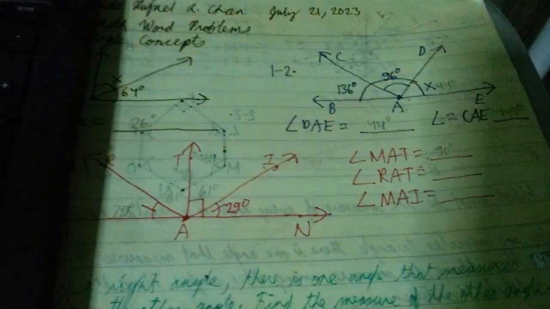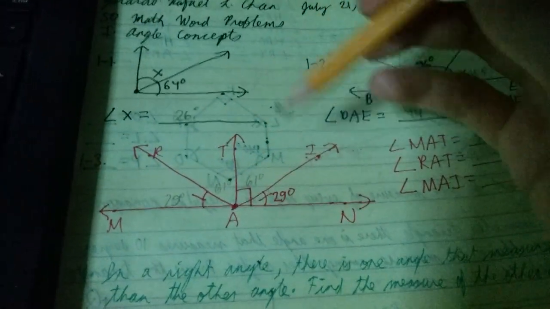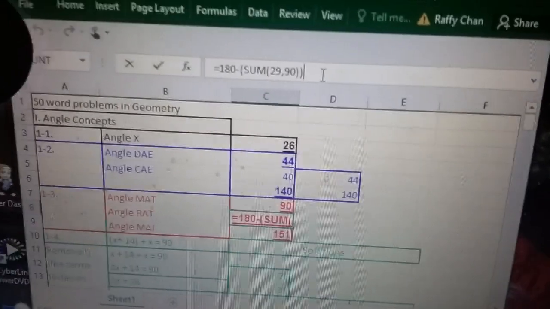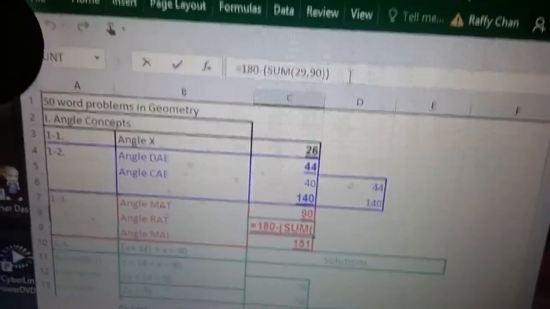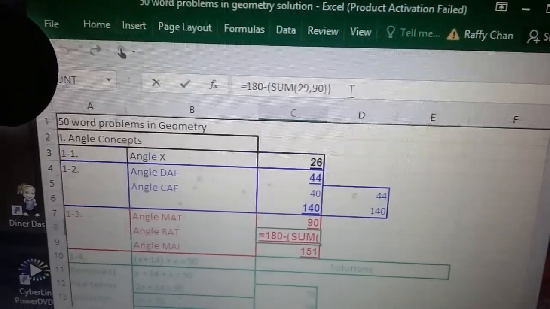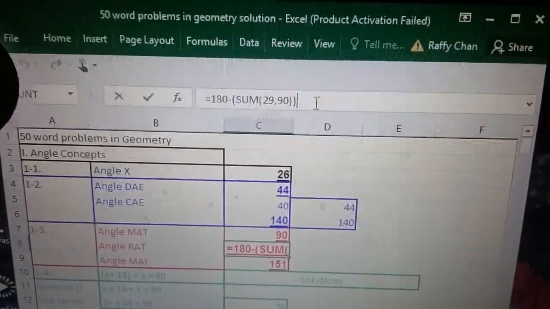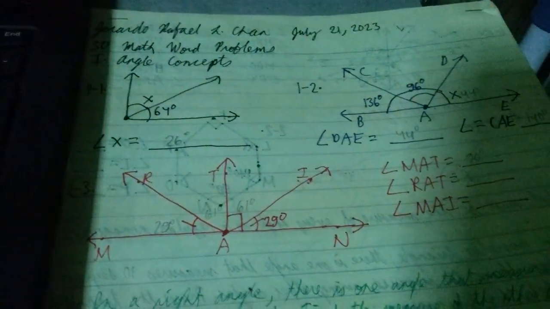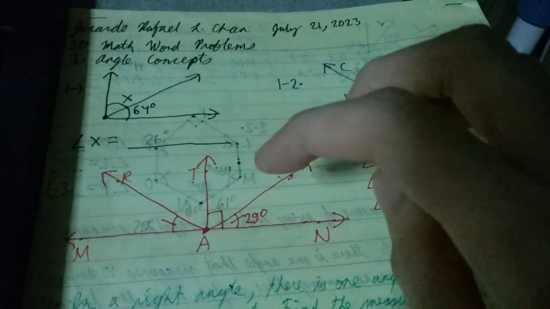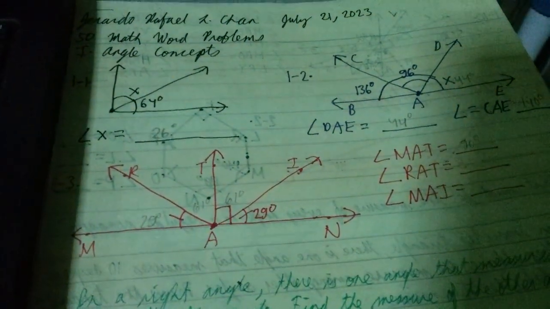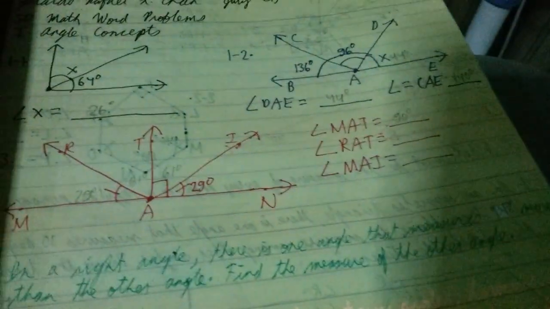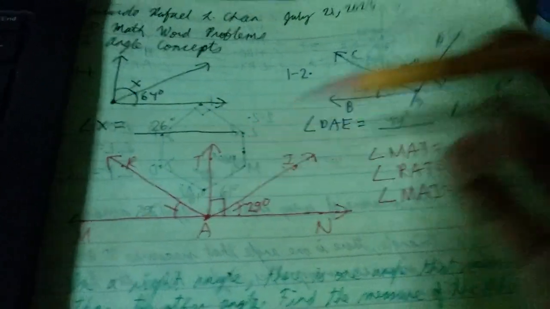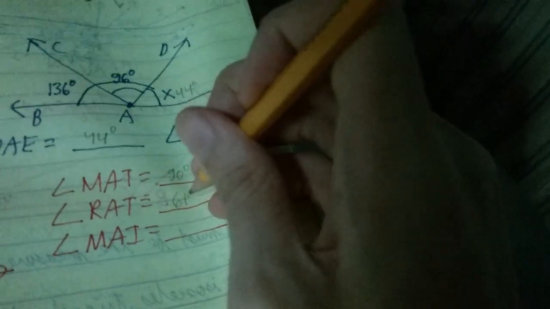Next, for angle RAT. RAT. You know that's 61. Bakit naging 61? Ito yung formula na ginawa ko. 180, which is the grand total minus the sum of the two numbers, 29 and 90. Diba? 29 and 90, which is this one. 29 here. 90. That's 29. Tama? So you should get 61 degrees. Or, what you can do is complementary angle. Diba? This 29. So, pwede 90 minus 29, you still get 61. It will still yield you to that number.